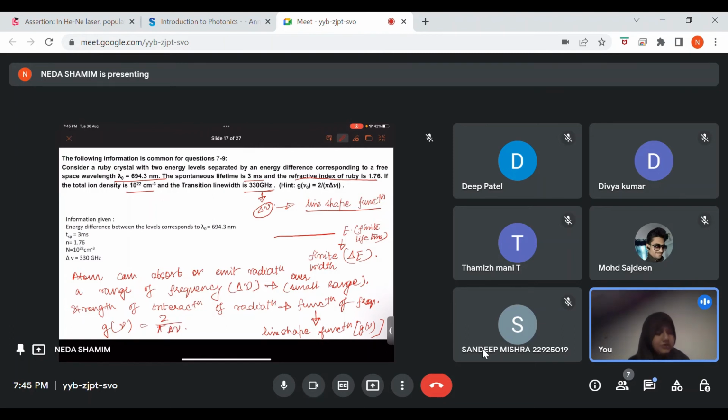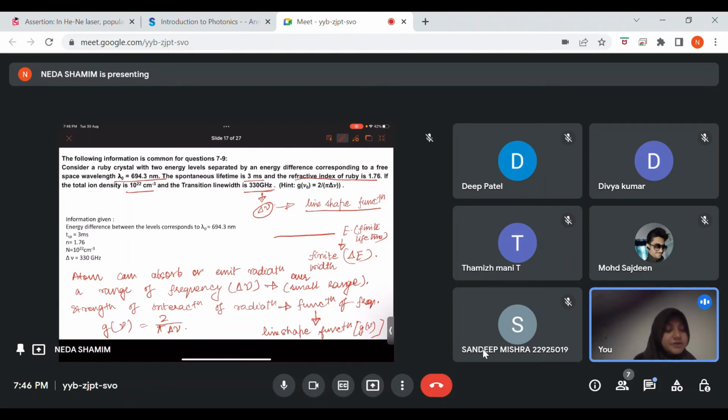You should do one thing for the theory of line shape function, if everyone wants to understand it in a much better manner, where line shape is related to this delta nu, and also to the transition cross section, that is the emission and absorption cross section. For this, a very beautiful theory is given in the book Saleh and Teich in chapter number 12.